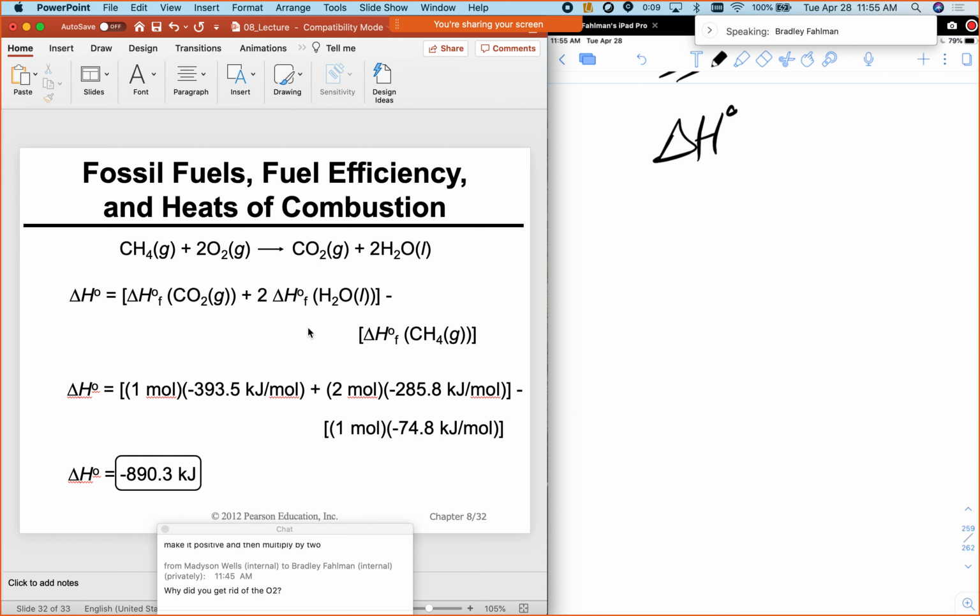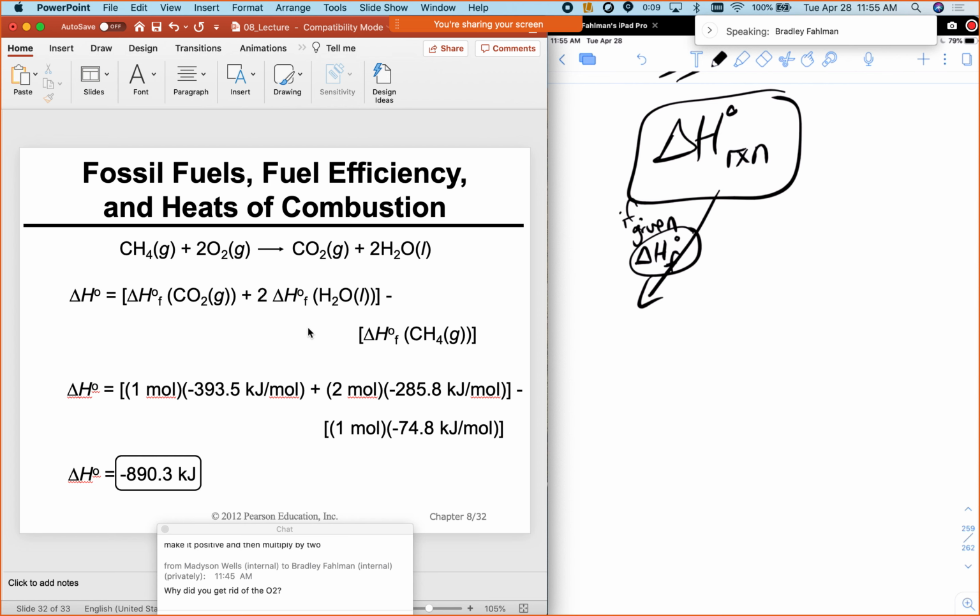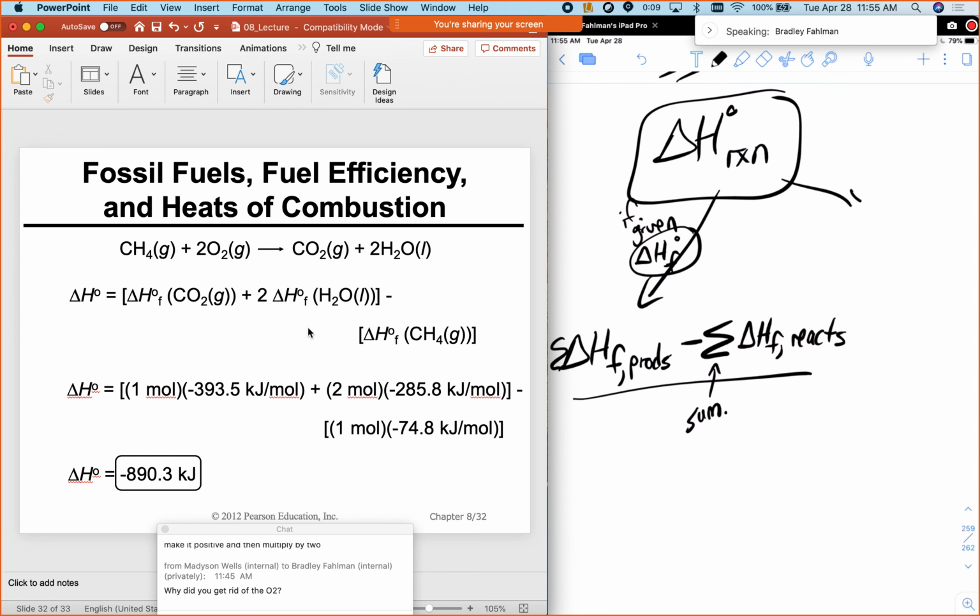So if you want to know the enthalpy of a reaction, it all depends really on what you're given. If you're given delta H_f values for products and reactants, then you add up all the enthalpies for the products and subtract, this is just the summation, all the delta H's for all the reactants. So products minus reactants.